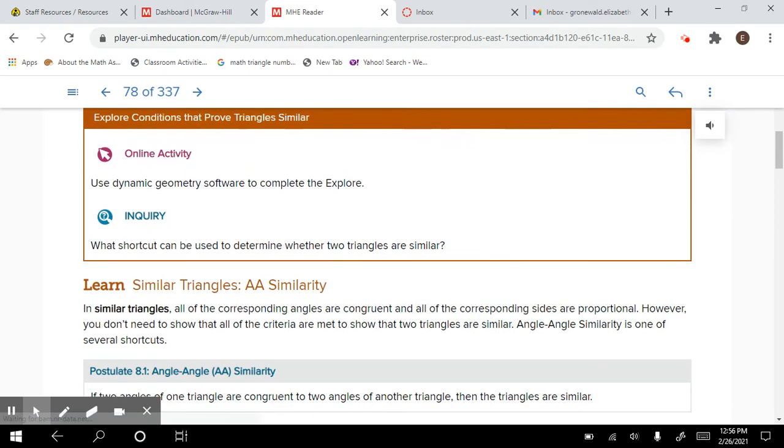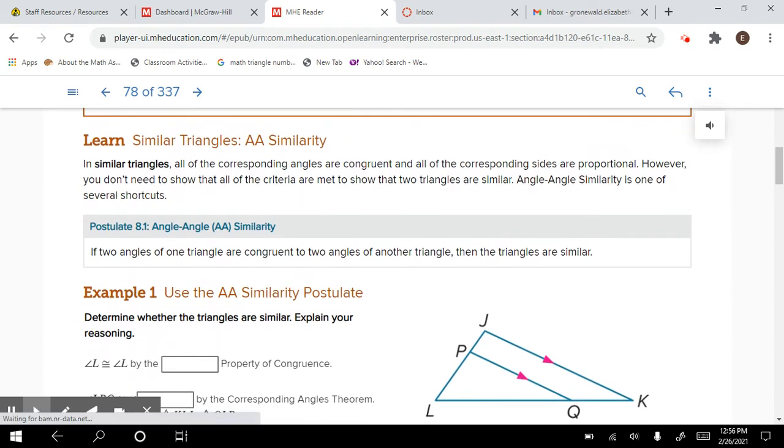So the angle-angle similarity criteria says if two angles of a triangle are congruent to two angles of another triangle, then they have to be similar. Well, if you have two angles of one triangle and two angles of another, then you can find the third one pretty easily by subtracting from 180. So you only need two angles in a triangle to show that they are similar to one another.